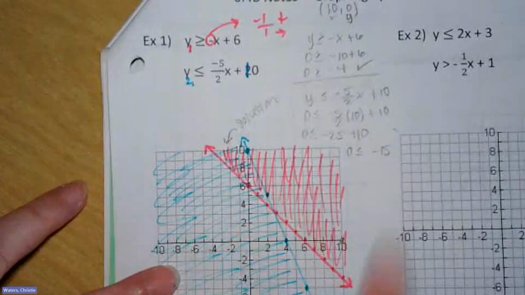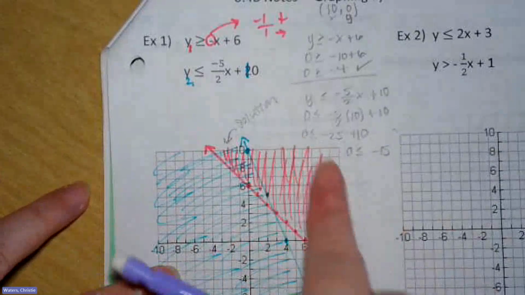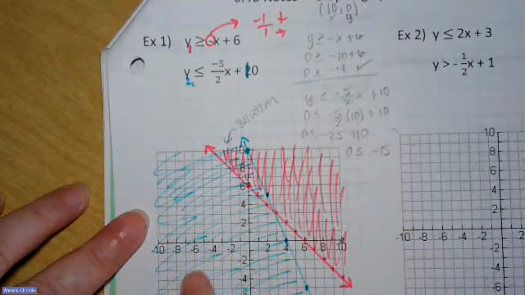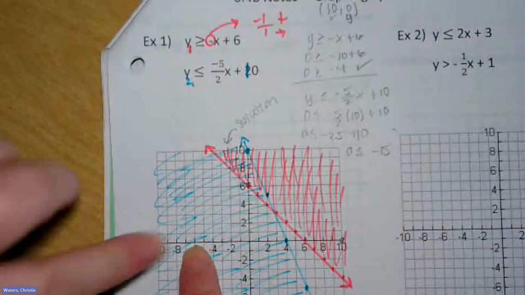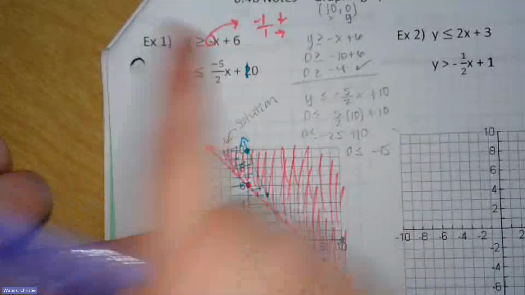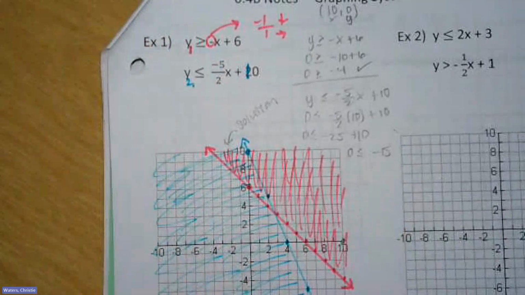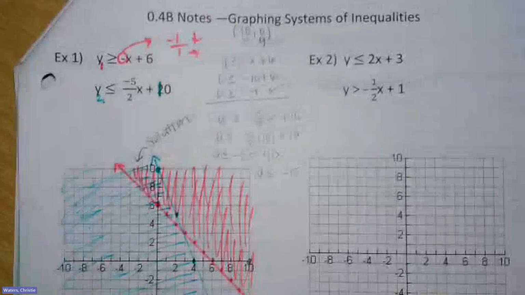Okay, so that's what I mean when I say this section is y1 only and this section is y2 only. So if I were to plug in a point from here, it would work in the blue equation, but it would not work in the pink equation. So I hope that kind of makes sense. Okay, let's go ahead and move on to example 2.